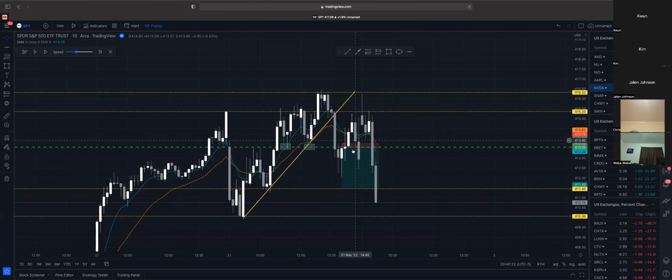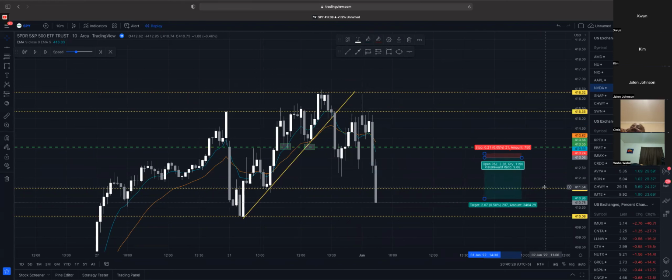Okay, so eventually it did come down, but like I said, I was chopped out of this trade. So at this point, there we go. It was done. It was done for.